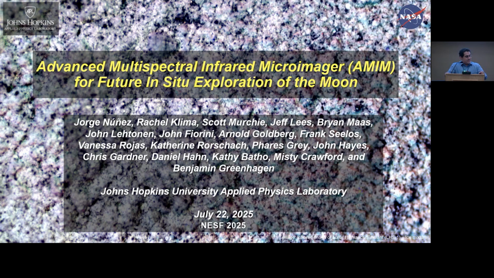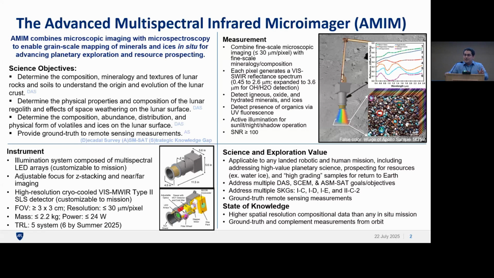Okay, next slide, please. As I mentioned, AMIM combines the capabilities of a microimager with an imaging spectrometer. Think of M-cube, but at the microscale, multispectral. There's a lot you can do with that: mapping minerals up close, understanding mineralogy with microtexture, almost like petrography with a thin section microscope, but also really useful for resource prospecting, especially because we've developed this instrument to go all the way out to 3.6 microns to detect the presence of water.